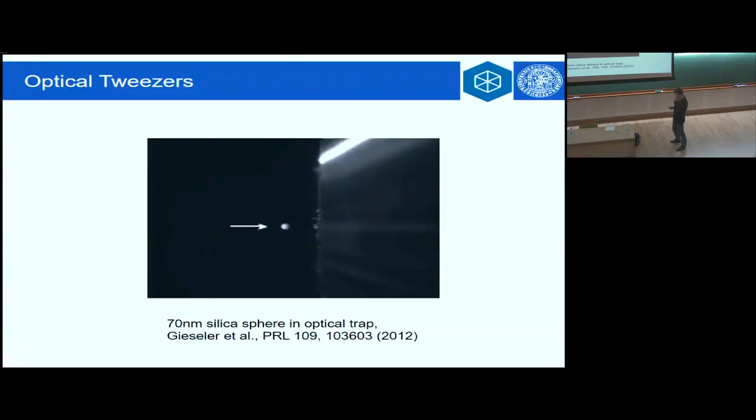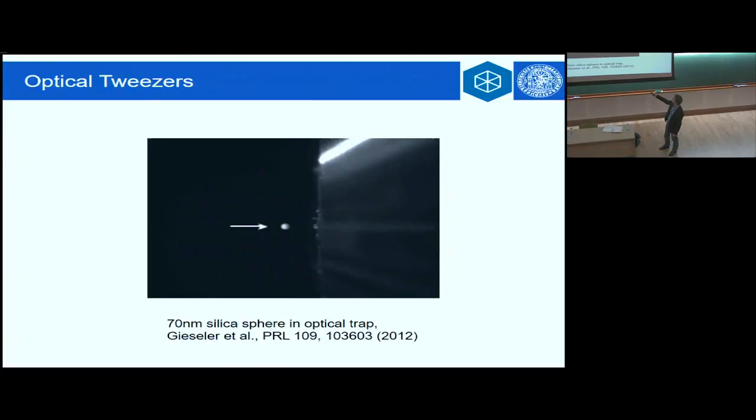Today, optical levitation was kind of reinvented a little bit. What you can see here is a levitated nanoparticle that is trapped inside an optical field.